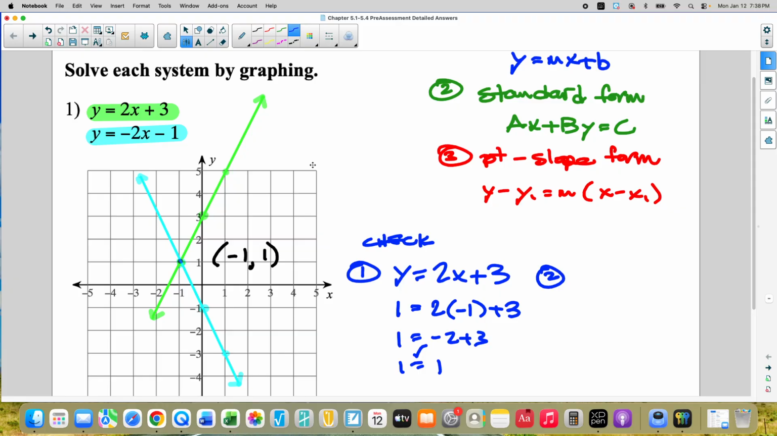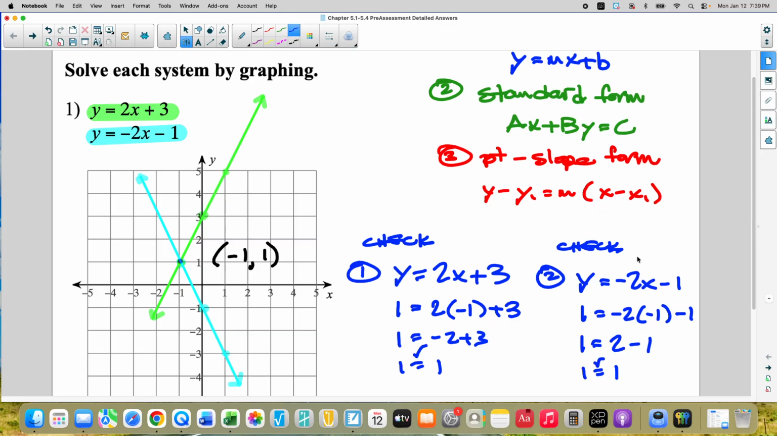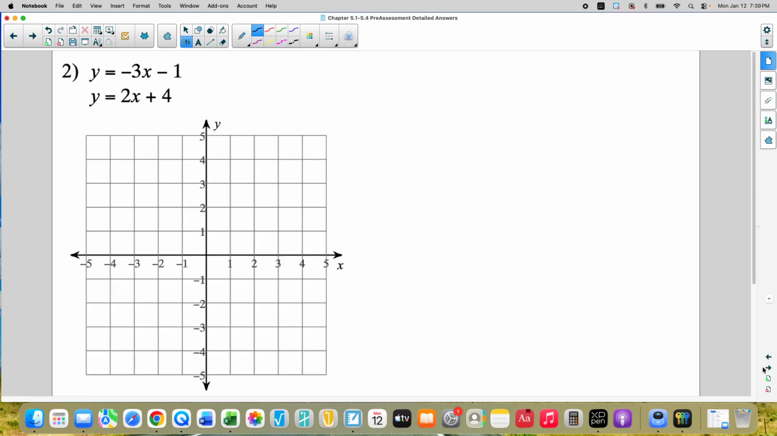So let's use the second equation. y equals -2x minus 1. We're still checking this point, this solution, whether it's correct. We plug in the x value for x. We plug in the y value for y. 1 equals 2 minus 1. 1 equals 1. And that checks also. So now I know that my solution to the system, or the point that both of these equations share, is -1, 1. So now we can do it a little bit faster and more efficient.